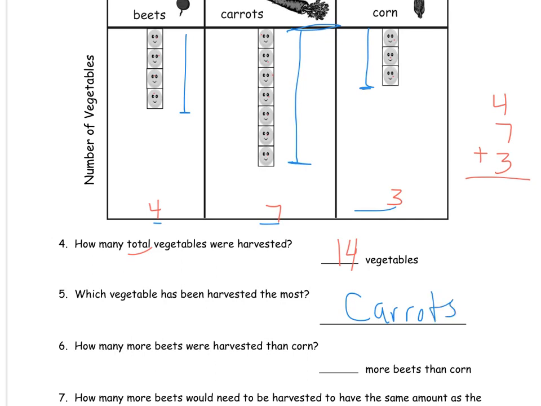Number 6 says, how many more beets were harvested than corn? I can do two things here. I can take my number 4 and 3, and I can subtract those to get 1, because I'm looking at beets and corn. Or I can match up and say that they each have 1, they each have 2, they each have 3, but there's 1 extra beet. So 1 more beets than corn.